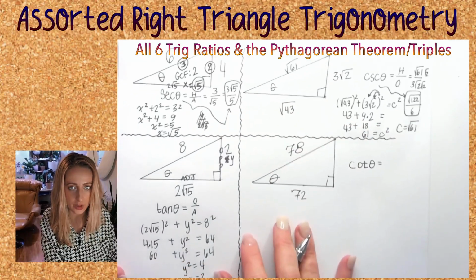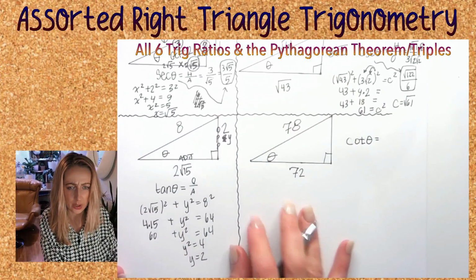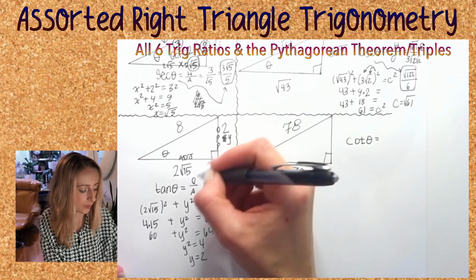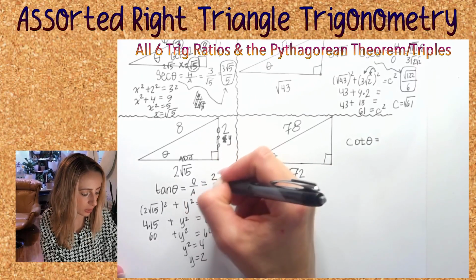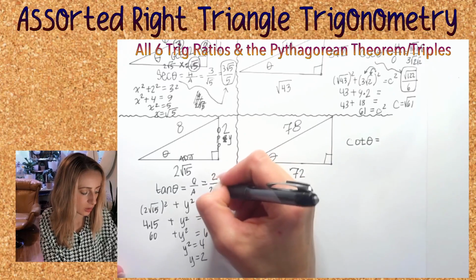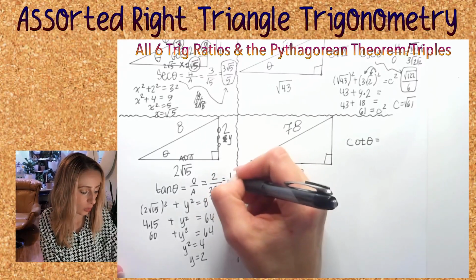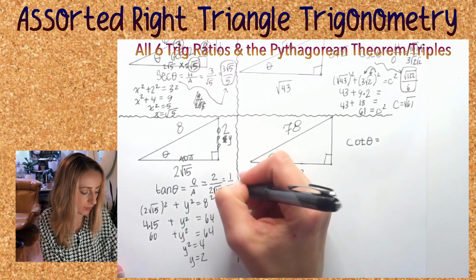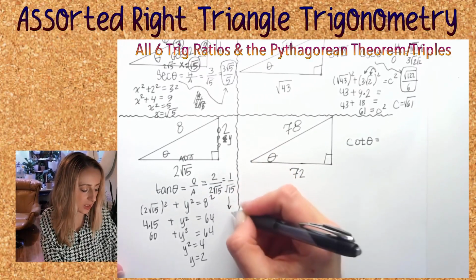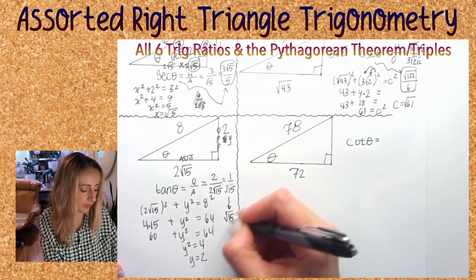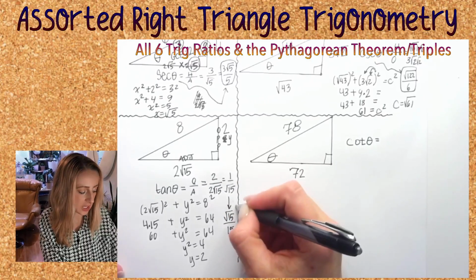Ooh, I'm not on the page. So sorry. There you guys go. All right. So opposite 2 over adjacent 2 root 15. Oh, I just noticed something. 1 over root 15. And if you rationalize that, you get root 15 over 15.